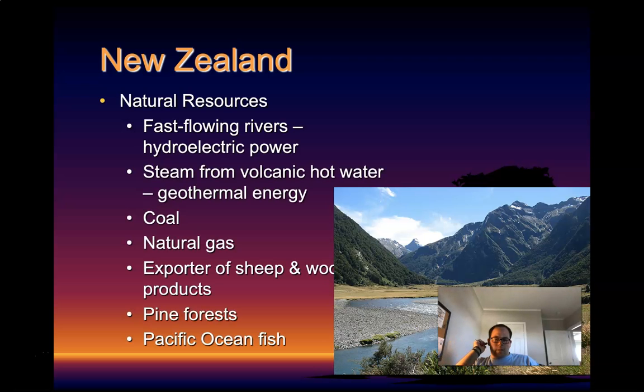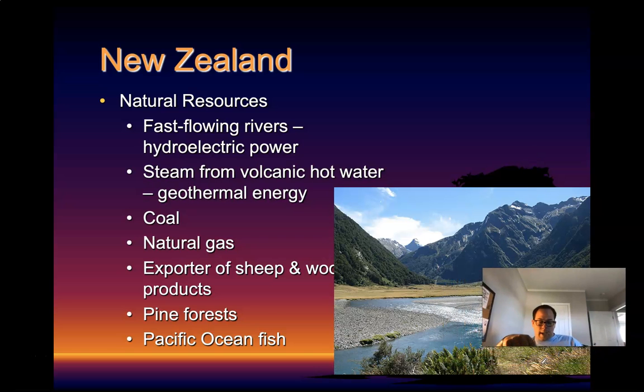Some of the natural resources they do have are fast flowing rivers because of the mountains that make up the islands. There's steam from volcanic hot water, or geothermal energy, that they're able to use. Coal, natural gas. They do export sheep and wool products. There's pine forests and Pacific Ocean fish.